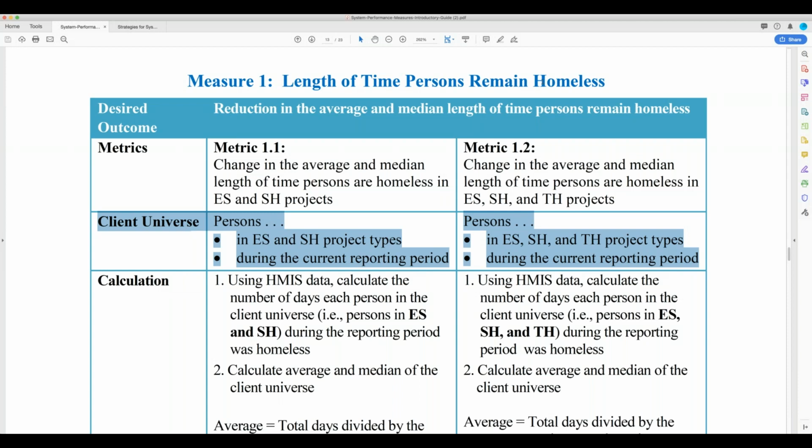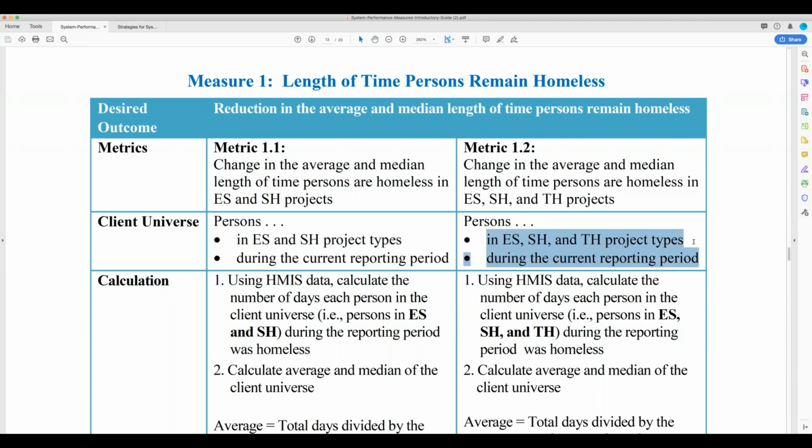So right here in measure 1, the first of our 7 metrics, you can see that the client universe for metric 1 is all persons who are in emergency shelter and safe haven project types during the reporting period. So if we're talking about the average and median lengths of time that people are experiencing homelessness, we're talking about anyone in emergency shelter or safe haven projects. And notice that there's nothing about funding source. It does not matter whether you're CoC funded or not CoC funded. This is all persons in emergency shelter and safe haven for this average and median length of stay.